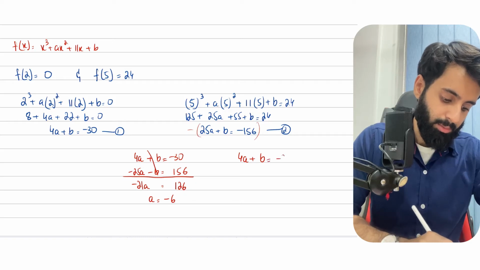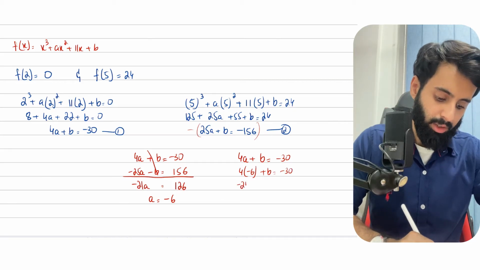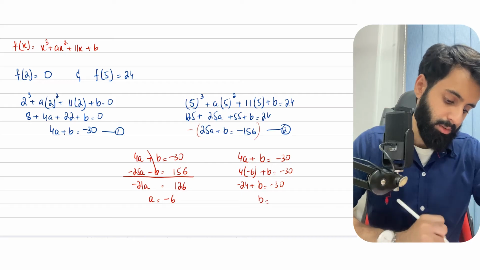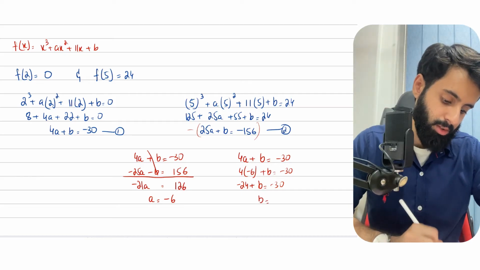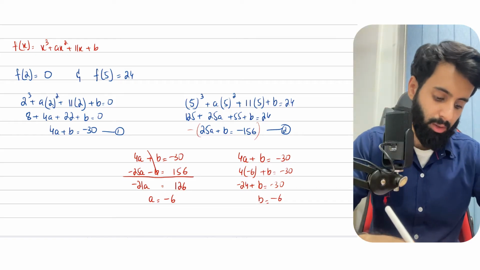So 4a plus b is equal to minus 30. So that means 4 times minus 6 plus b is equal to minus 30. So minus 24 plus b is equal to minus 30, which means b is equal to minus 30 plus 24. So that means b is also equal to minus 6. So there you go. a and b are both equal to minus 6.